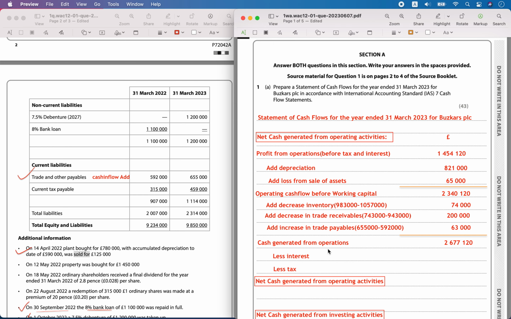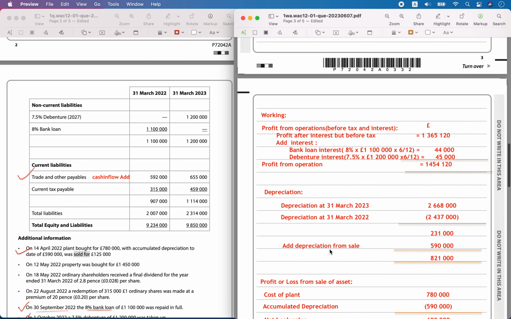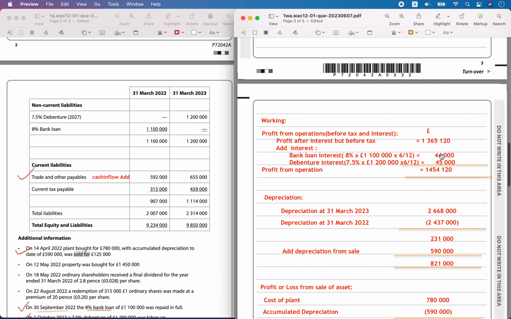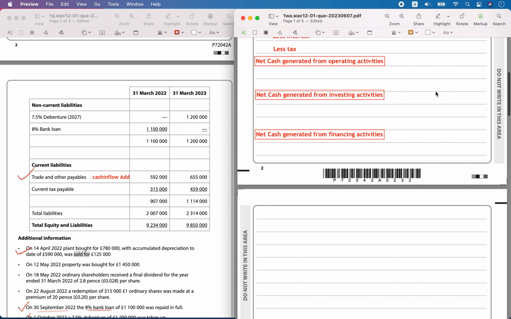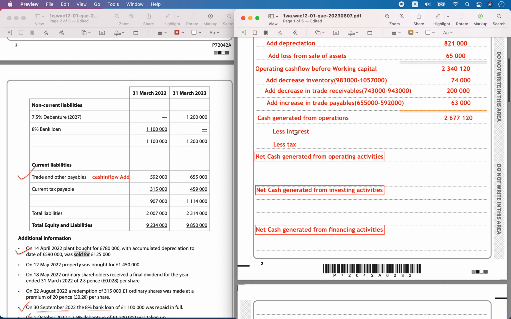Then interest. We have the two interests. We had already calculated bank loan interest and debenture interest, which are 44,000 and 45,000. So let's write both the interests here. The first one is the bank loan interest, and then we have the debenture interest.